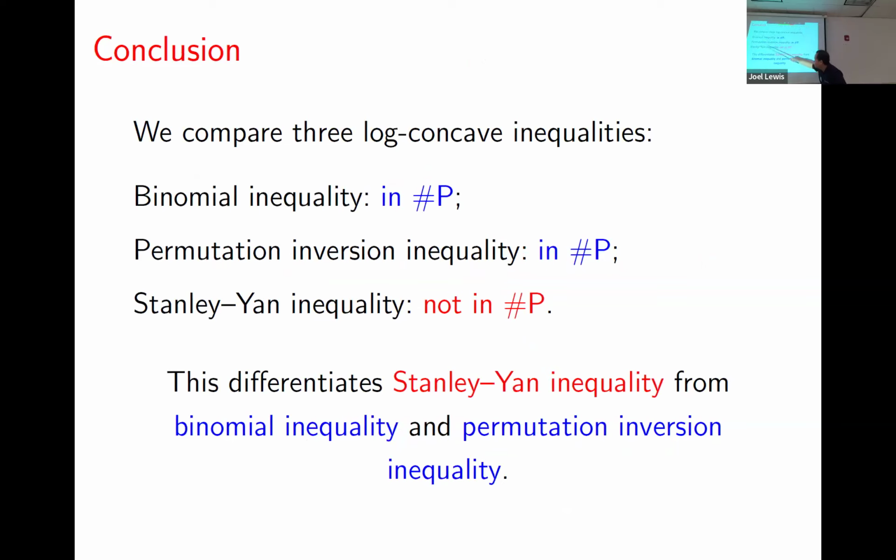We have seen the binomial, permutation inversion, and Stanley inequality. For the first two, we have just given a quick proof of how these two belong to #P. Well, the third one does not belong to #P. So this gives a rigorous difference between Stanley inequality and the other two inequalities. And hopefully this is enough to convince my devil's advocate that yes, there is indeed a difference. There is a reason why proving this inequality, or proving Mason's conjecture, took 50 years. It's not because combinatorialists are not good. Okay. Any questions so far about the result before we go to the last slide?